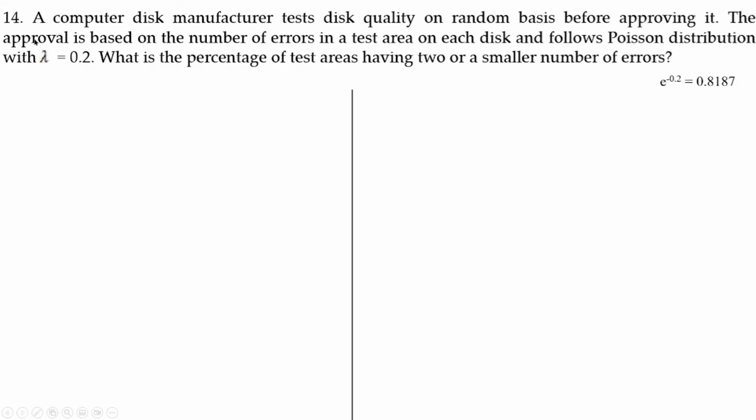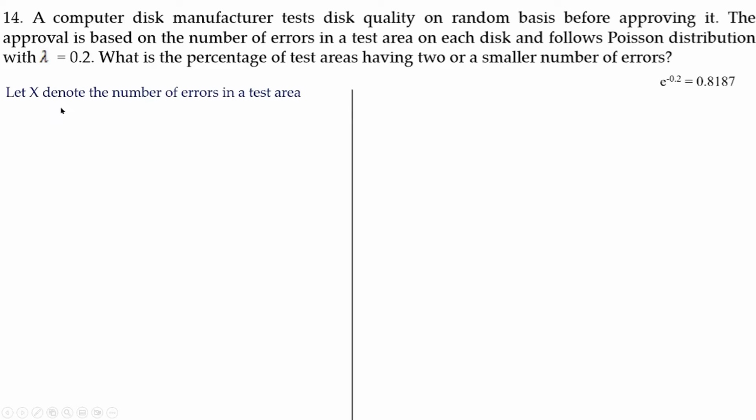Now moving on to the next question. A computer disk manufacturer tests disk quality on a random basis before approving it. The approval is based on the number of errors in a test area on each disk and follows a Poisson distribution with lambda equal to 0.2. What is the percentage of test areas having 2 or smaller number of errors? So here everything is given directly. It is given the number of errors in a test area follows a Poisson distribution with lambda equal to 0.2. We need to find the percentage of test areas having 2 or smaller errors. So first let us find the probability of x less than or equal to 2. Then if we multiply by 100, we'll get the percentage.